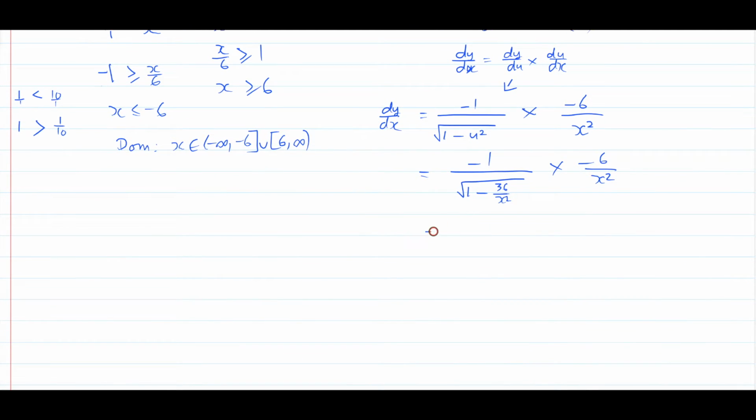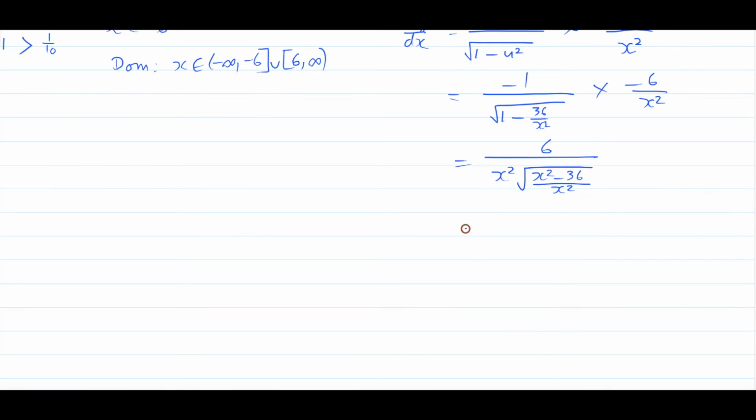And we're almost there. Negative 6 times negative 1 gives us 6, with x squared still in the denominator. And over here, you can have x squared as the common denominator, and what you end up with is x squared minus 36 over x squared. Then the next step is you bring the x squared out of the square root, but because it's on the denominator, it will be x squared divided by x. So that simplifies down to x, and it will be x multiplied by the square root of x squared minus 36. And there we go, that is dy/dx, which of course is also f dash x.